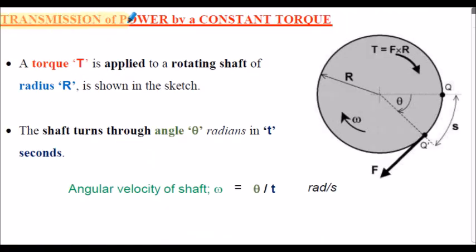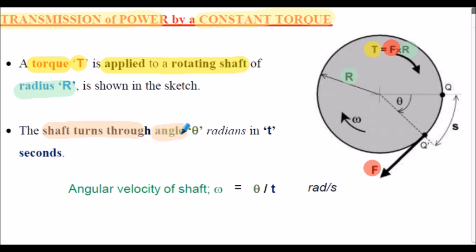Let's consider transmission of power by constantly applied torque to a shaft. So a torque, capital T, is applied to a rotating shaft of radius r, as shown in the sketch on the right hand side here. Here's the radius r, and here's the torque applied. Notice the torque applied is generated by the force F, shown here, applied to the periphery of the shaft at radius r. So the torque is equal to force multiplied by radius. The shaft turns through angle theta, measured in radians, and that's in time t seconds. Thus the angular velocity of the shaft, lowercase omega, is theta divided by t, and that's in radians per second.